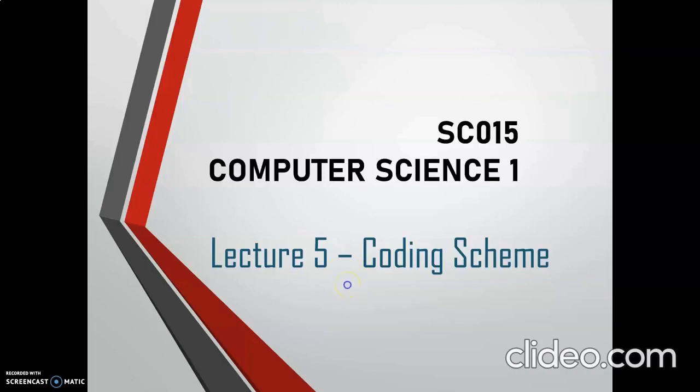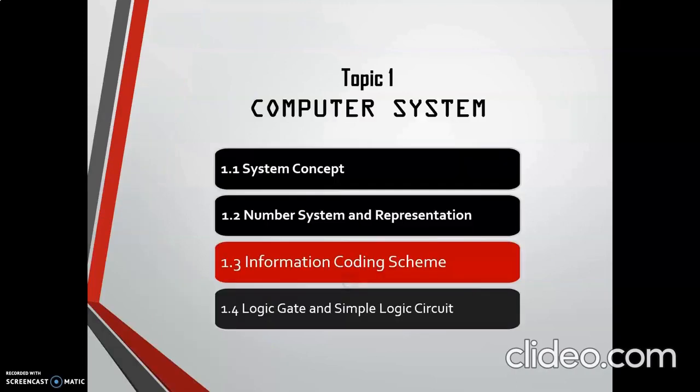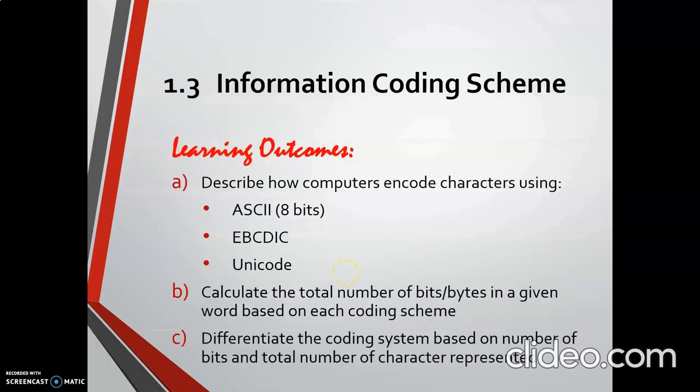Topic now is coding scheme. For this topic, we are still in topic 1, computer system, and this is the third subtopic, 1.3 Information coding scheme. So we have 3 learning outcomes.